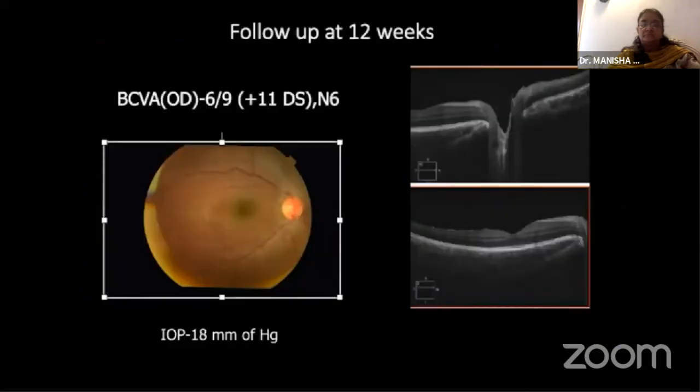The follow-up at 12 weeks showed a vision of 6/9, N6, with an intraocular pressure of 18 millimeters of mercury.